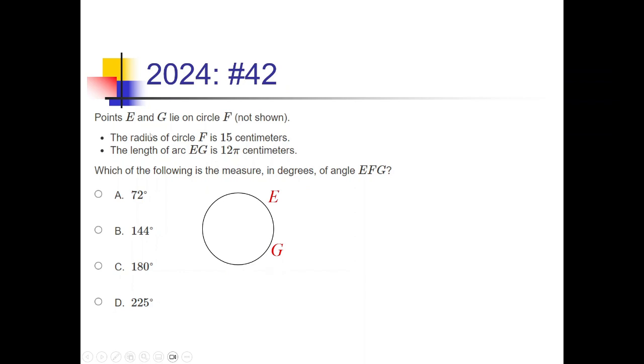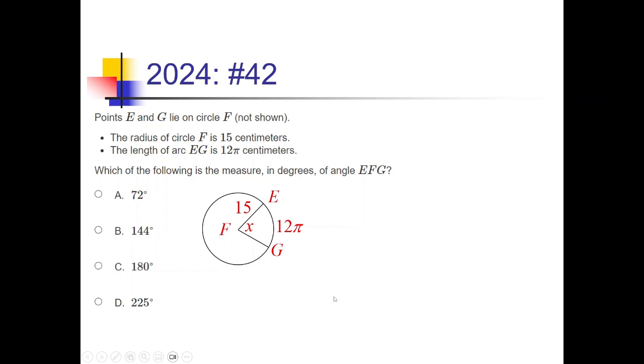And we have the radius of circle F being 15 centimeters and the length of arc EG being 12 pi centimeters. They want the measure of angle EFG. So let me draw that angle. F again is the center. So I have a radius going from E to F and from G to F. So here's EFG. They told us the radius was 15, so there's that. And this arc they said was 12 pi. Let me label that as well. And I want this angle. So let me put an X there just to show what I'm actually looking for.